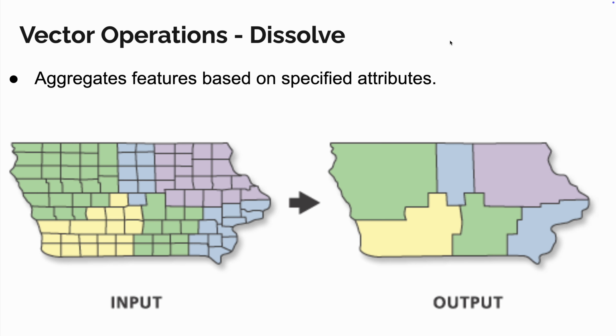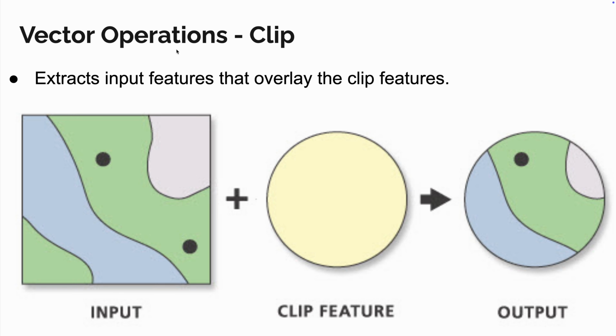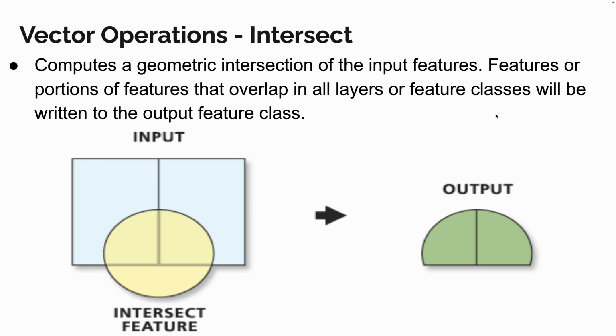We can dissolve, which is aggregating features based on specific attributes in the attribute table. For instance, we could be grouping these counties together on some other category, like political leaning or most common crop grown or anything really in that tabular data. There's also clipping, right? Extracting features from one layer based on another layer. There's intersection, so taking the portions of features that overlap with another layer.